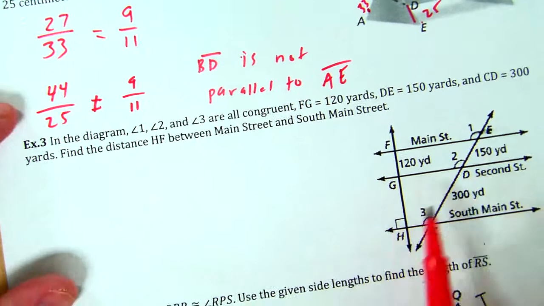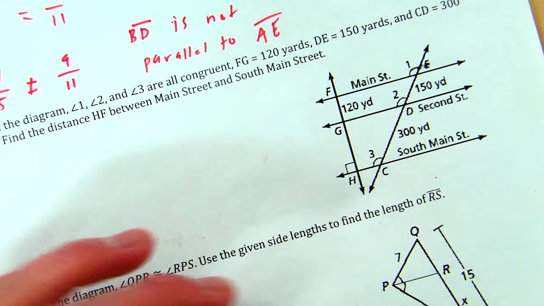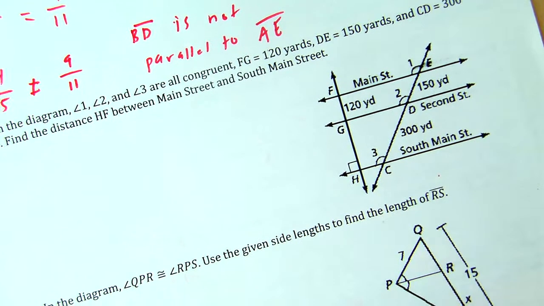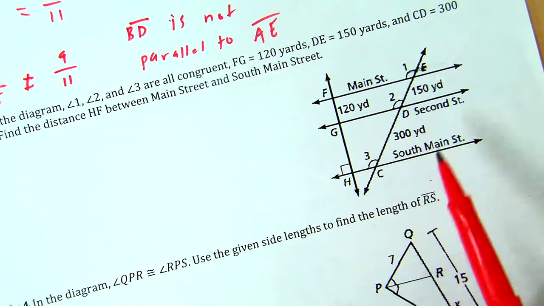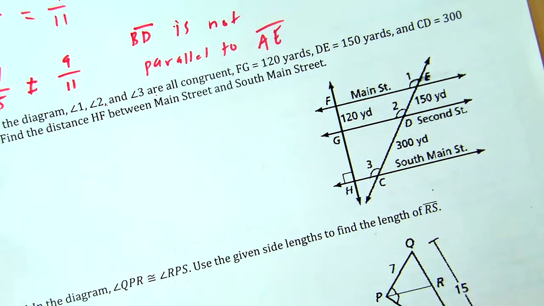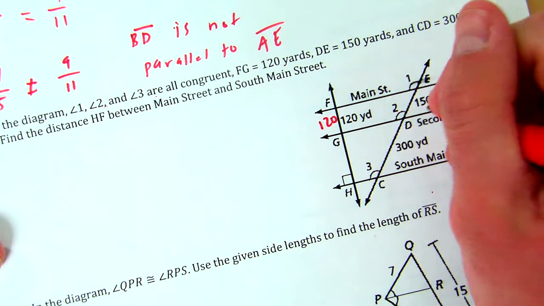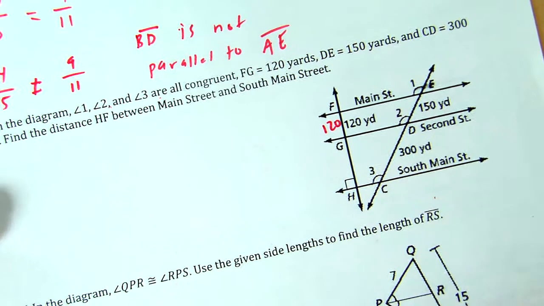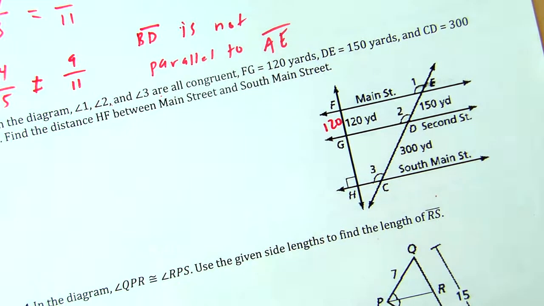Okay. Example 3 looks like we might have a bunch of parallel lines here, so we'll probably be using that 3 parallel lines theorem, but actually it does not. If you read these directions here, it does not tell us that they're all parallel. What it tells us is that 1, 2, and 3 are all congruent. It tells us that FG is 120, that DE is 150, and CD is 300. Find the distance HF between Main Street and South Main Street.